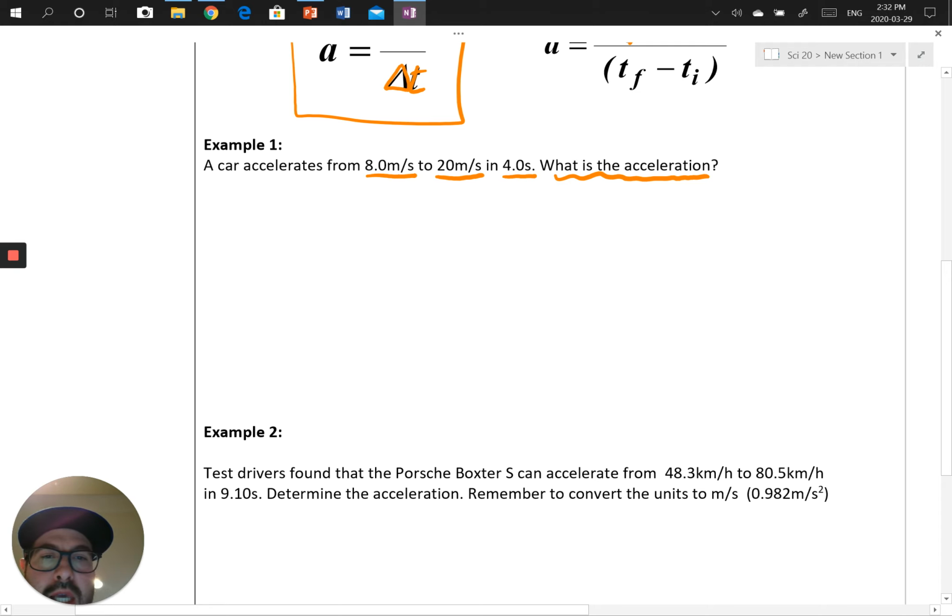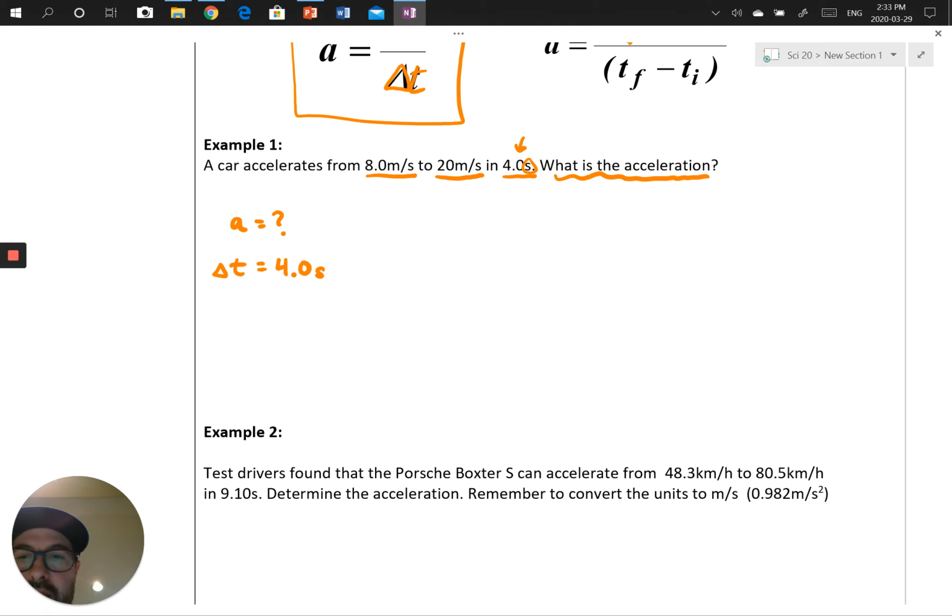First thing, I'm going to write down all the things that I have. Of course, I don't have the acceleration. That is what I am looking for. Another variable I have right here, my unit is seconds, so I know that's going to be the time, and that's 4.0 seconds, and that's really my delta t. So we're looking at the change in velocity between 0 seconds and 4 seconds.